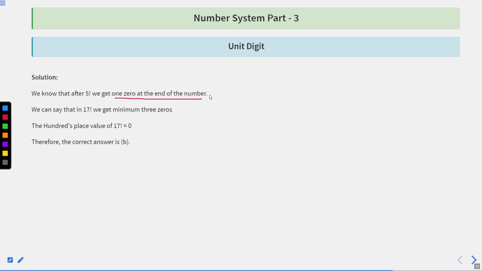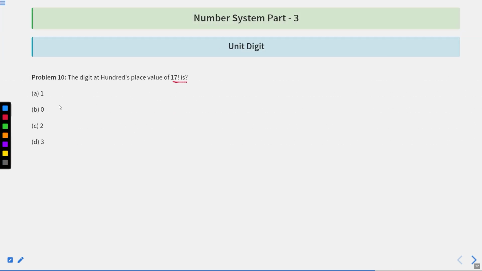We have already seen such examples. A lot of examples have been already discussed, so I think I don't have to explain it again. We can say that for 7 factorial, we get minimum 3 zeros, correct? So the hundreds place will be 0, correct? So that will be option number B for you, 0.